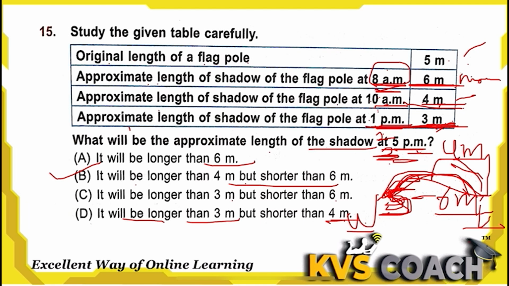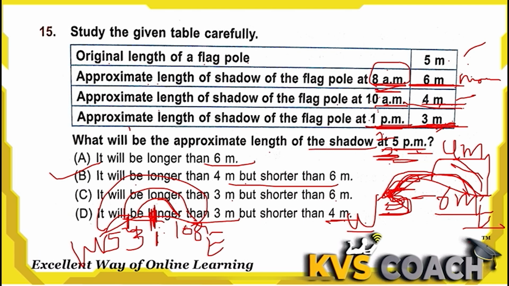If I go opposite, this is east and this is west, and this is mid time. Here it will be equal, and here it will be equal, like this. We can approximately find it, not exactly. So the shadow will be longer than 4 meter only, because here it will be 8, here it will be 10, here it will be 1. After 2 hours, here it will be 4, and here it will be 5.